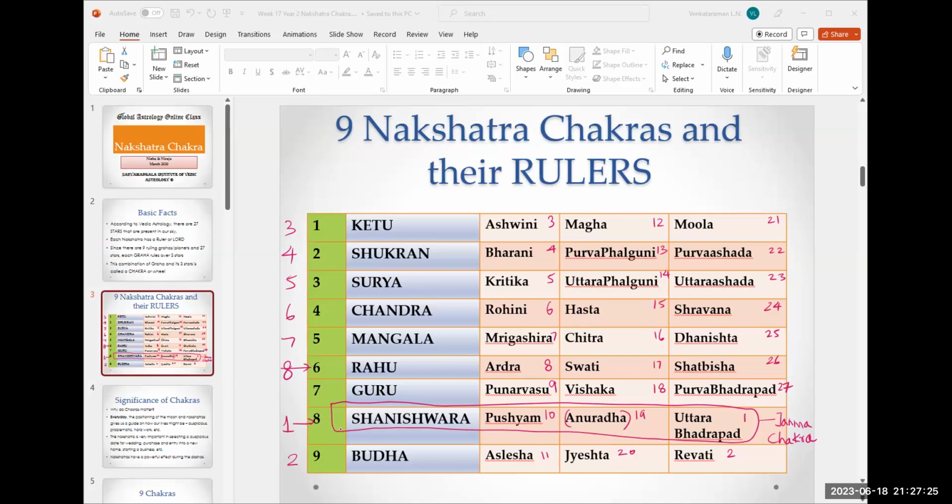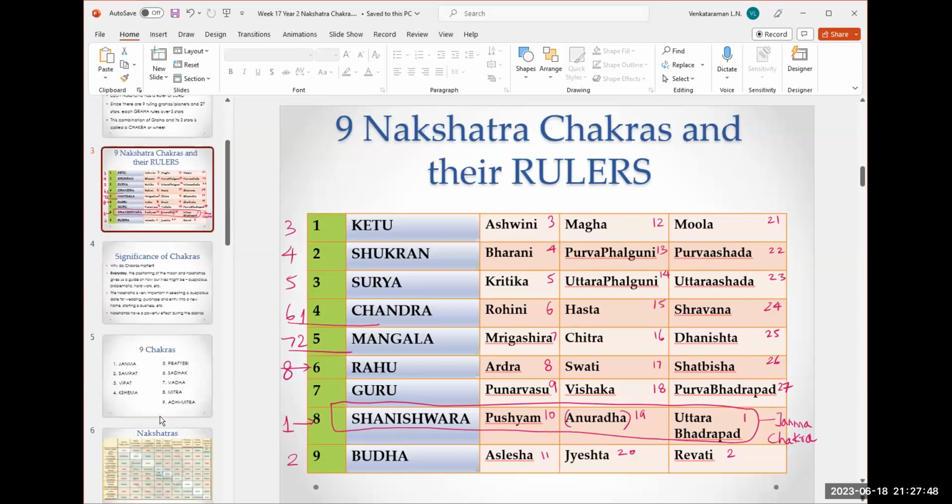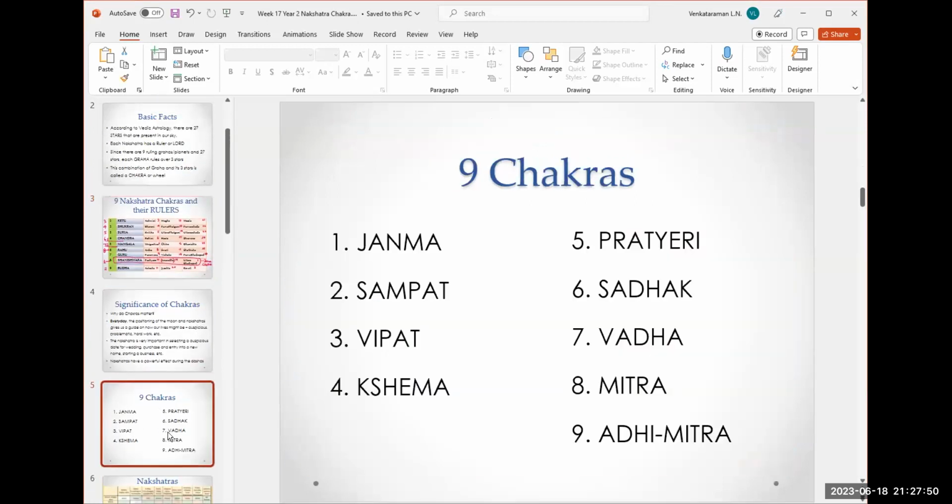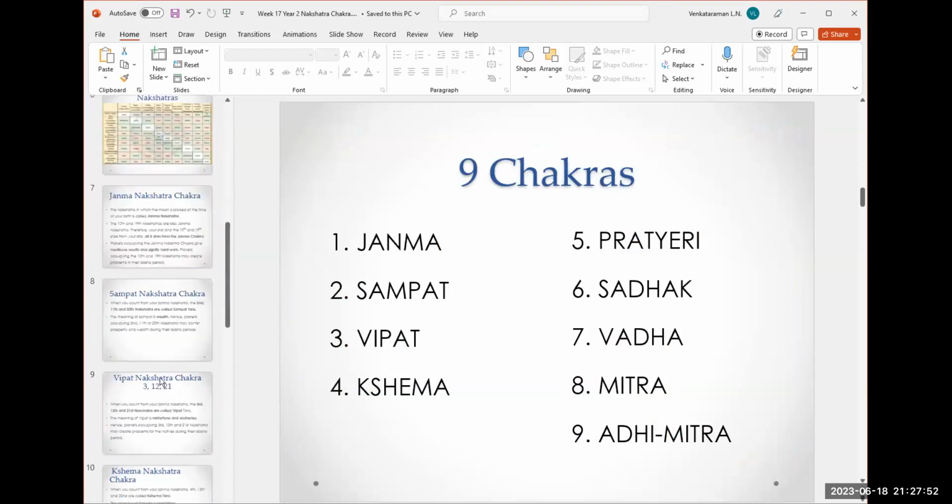So, Shravana is here. So, it is behind this. It should be the 9th actually, because our starting is, Shri is in Shravana. So, it is 2nd, correct. First was this, second is this. And the second is Sampat.